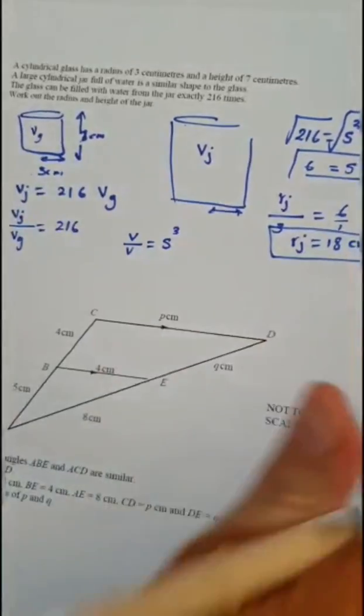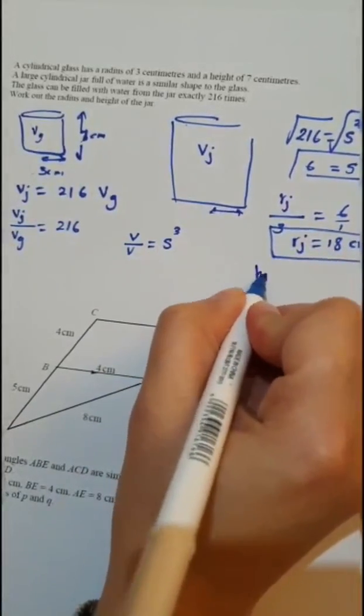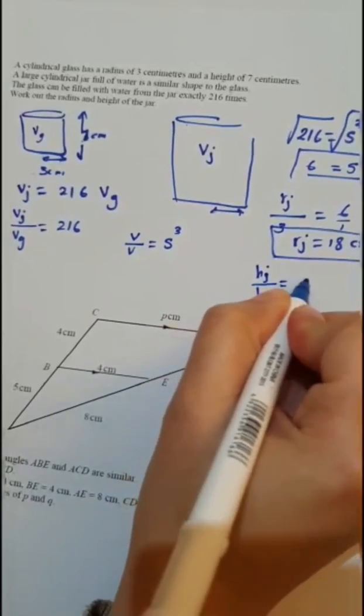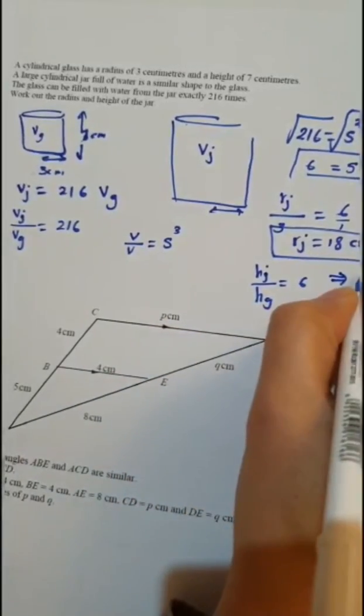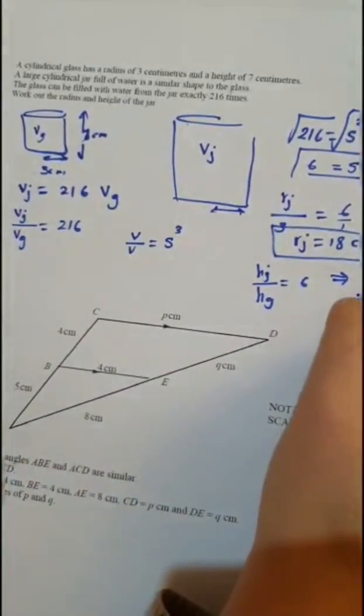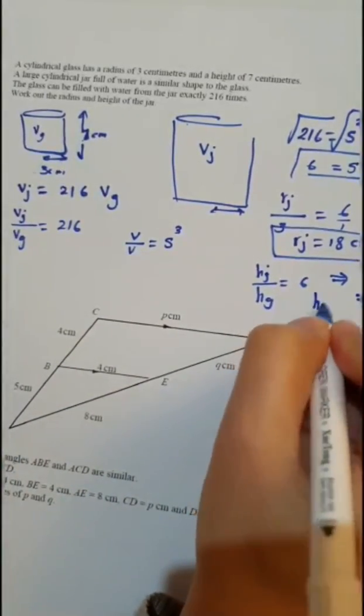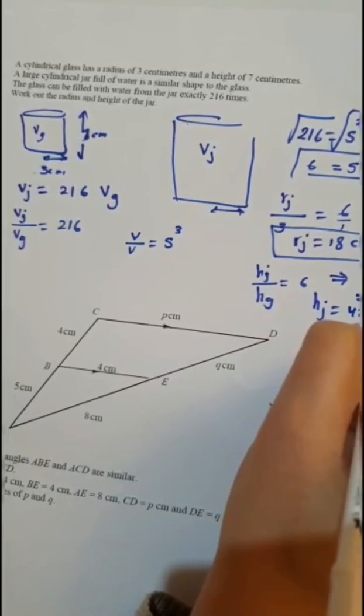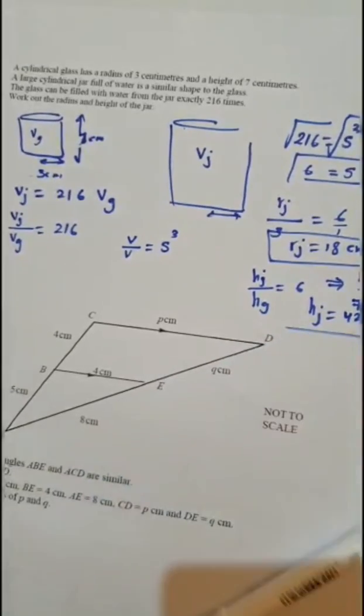I'm going to go now for the height. Also, height of the jar over height of the glass will be 6. According to this, height of the jar over 7, which is given in the question, is equal to 6. So the height of the jar will become 42 centimeters. And that's it. This is what I need to find in your homework.